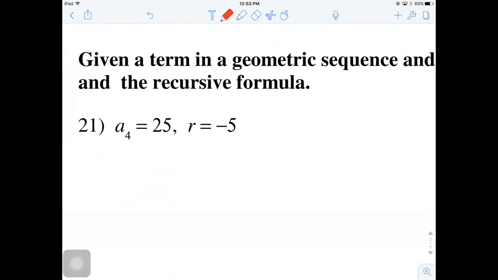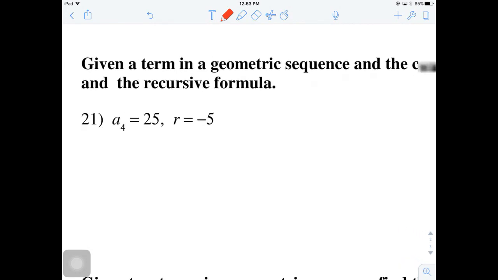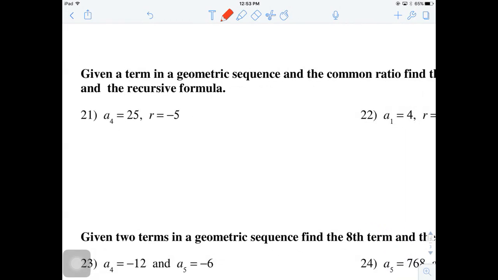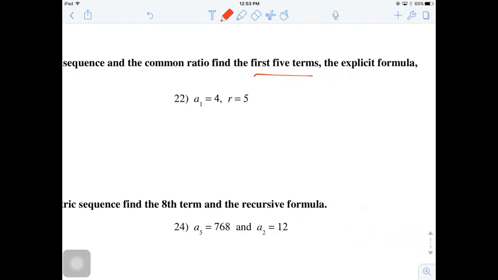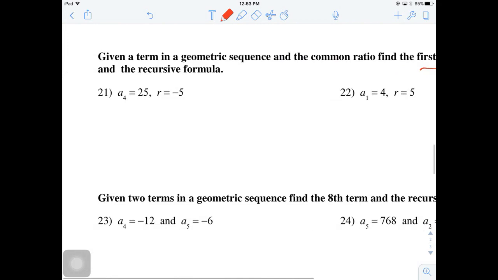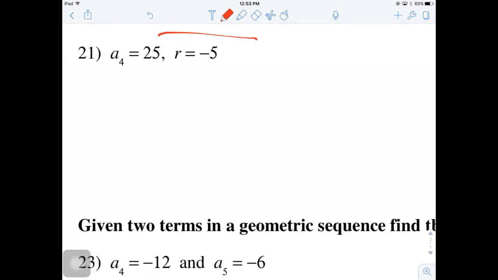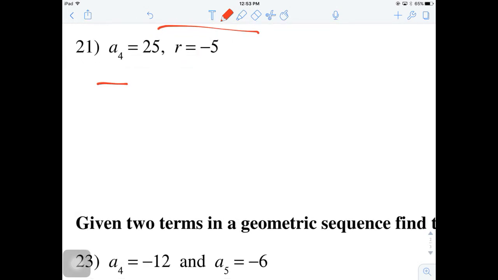Next, we're going to take a look at number 21. Given a term in a geometric sequence and the common ratio, find the first 5 terms and the explicit formula and recursive formula. So we need both formulas, but we're going to start with the first 5 terms. Okay, so we are actually given one of the terms. So here's the first 5 terms. And we're given the 4th term. So that's 1, 2, 3, 4. That's right here. And we now can go ahead and trace the rest of the 5 terms.